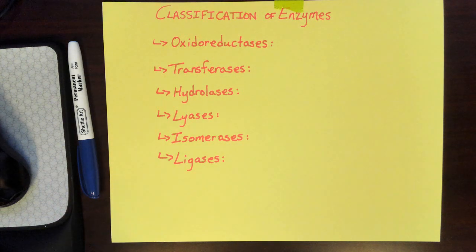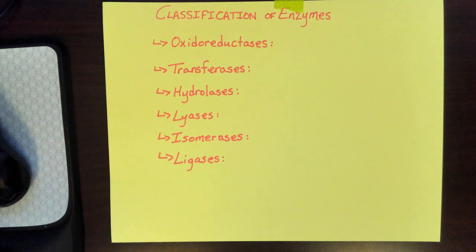The classification of enzymes. Remember that enzymes, the majority are proteins, and mostly proteins. Enzymes are biological catalysts to speed up the reactions by lowering the activation energy, maybe holding the reacting molecule in place, building that enzyme substrate complex with utilizing an active site.